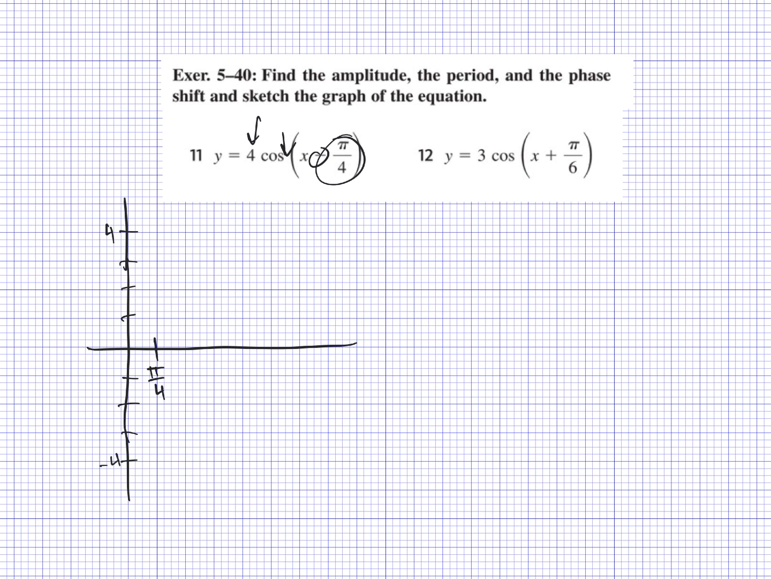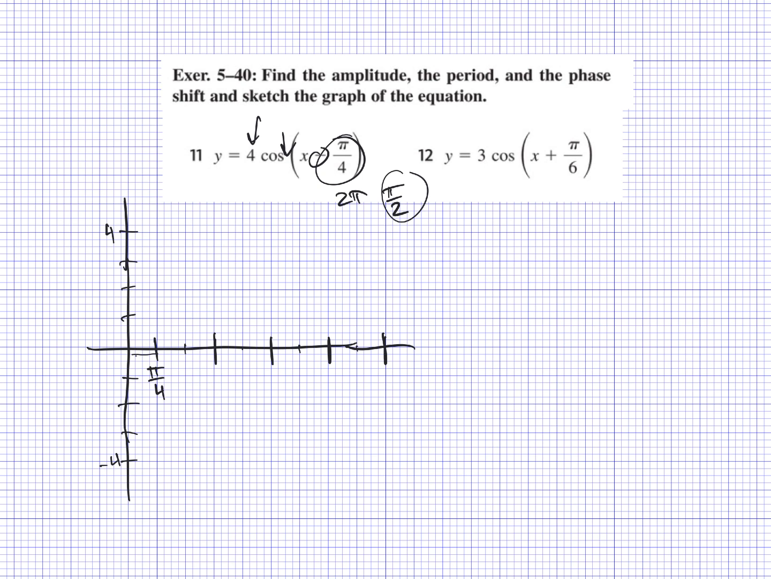Okay, so if b is 1, our period's still 2 pi, divided by 4, we're adding pi over 2 to each one. If this is pi over 4, then that's 45 degrees. Pi over 2 is 90 degrees, so we need 2 blocks for pi over 2. So 1, 2, 1, 2, 1, 2, 1, 2. There's the end.